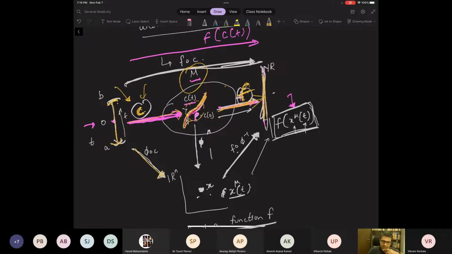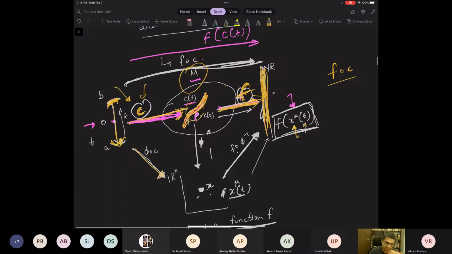So now, since you have a map from this open interval (a, b) to the manifold, which gives you the curve, and from the manifold to the real line, you can use this to figure out the composite map directly from the open interval (a, b) to real numbers. For every point on this curve, you're figuring out what is the image under F. So F can be evaluated along the curve. In other words, you're evaluating F circle C. In a coordinate representation, you would think of this as f of x^mu of t.